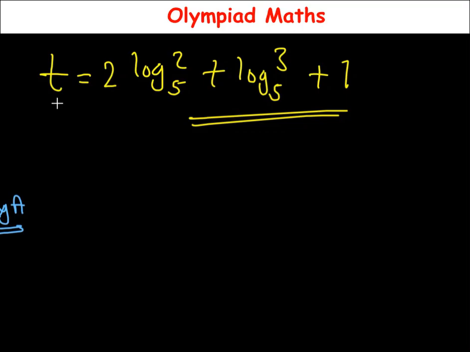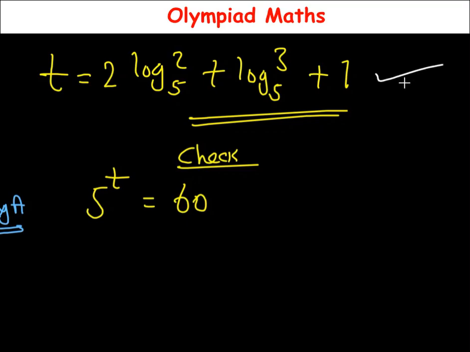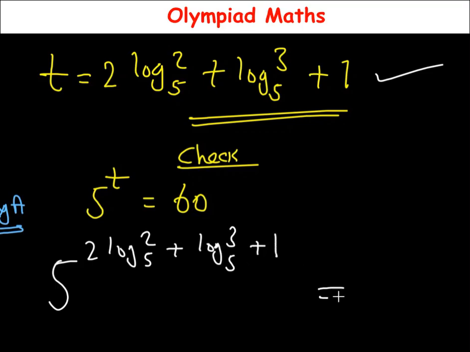Now at this junction, let us then confirm. Let's check whether the value of t that we got is the correct solution. So let's check. Now back to the equation. The equation is 5 raised to power t is equal to 60. And we got the value of t to equal this. So inputting the value of t into this equation, this becomes 5 raised to power t is 2 log 2 base 5 plus log 3 base 5 plus 1. Does this equal 60?